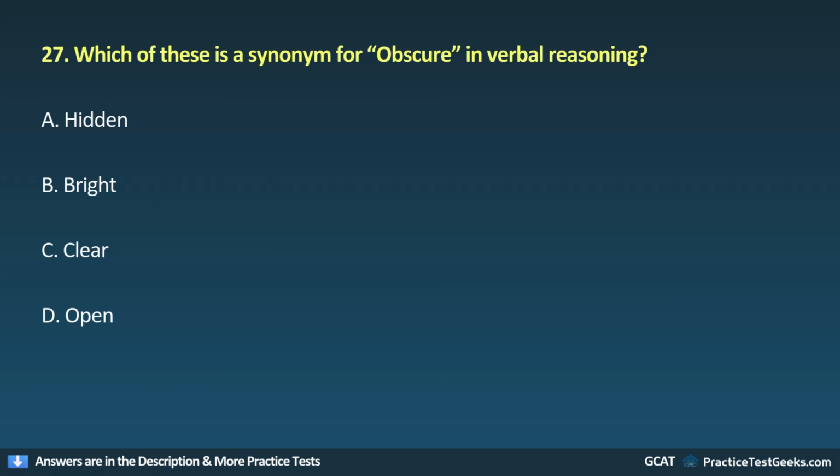27. Which of these is a synonym for obscure in verbal reasoning? A. Hidden. B. Bright. C. Clear. D. Open.